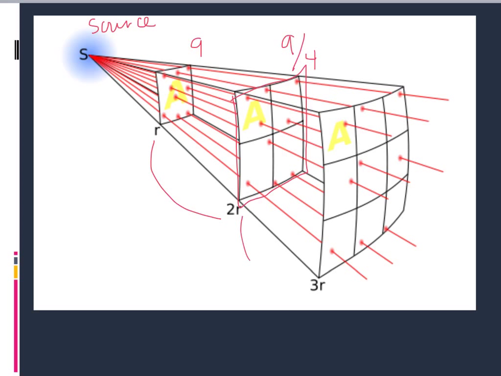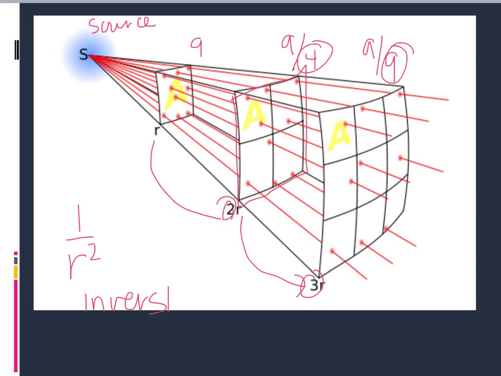And you go out even further now to 3 times the distance. And now you've got 9 rays in 9 areas. Okay, so if you look at that, 4 is 2 squared, 9 is 3 squared. So it falls off as 1 over R squared, which is inversely proportional, but it's an inverse square proportion. So remember that that is why.